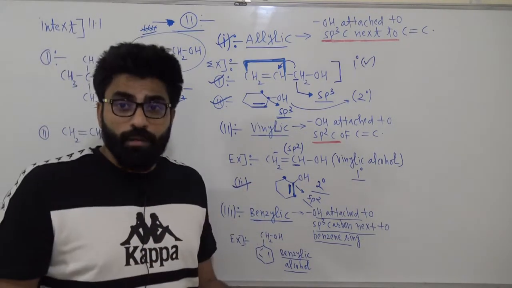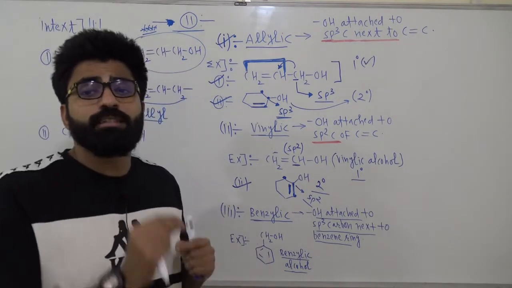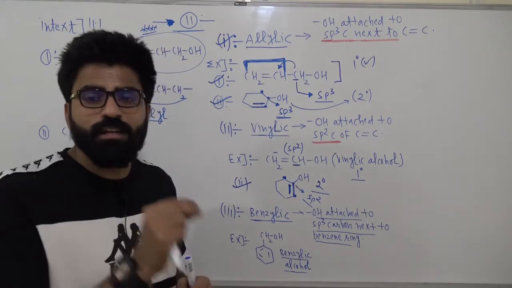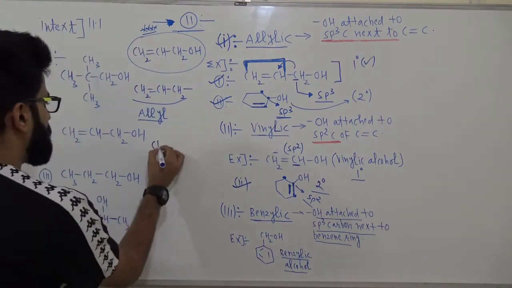Now one more tip. Suppose in CBSE a 1 mark question asks you to draw the structure of vinyl alcohol. Then we will always draw this as the final structure.